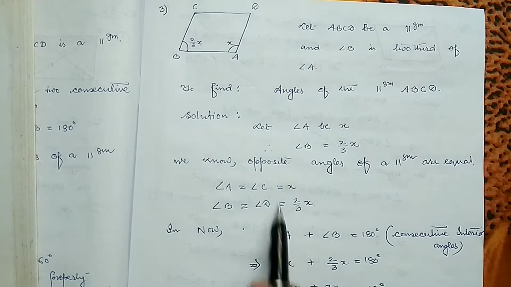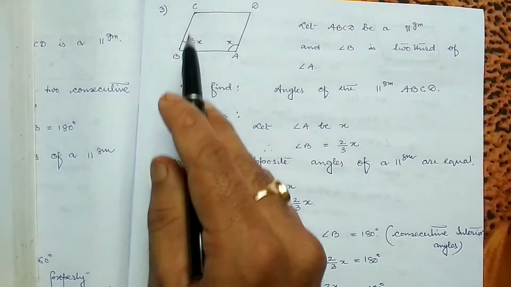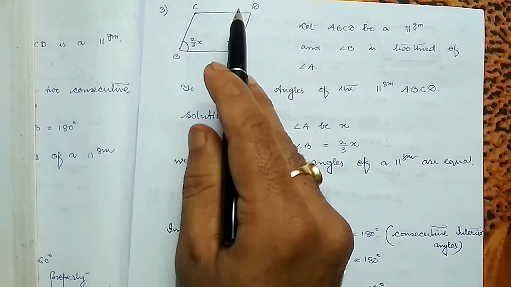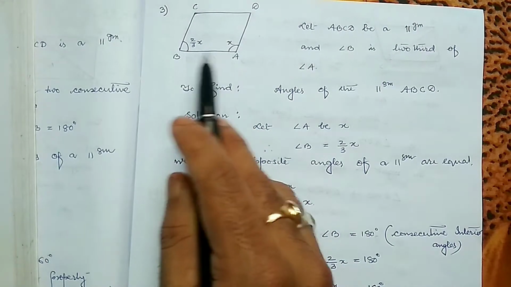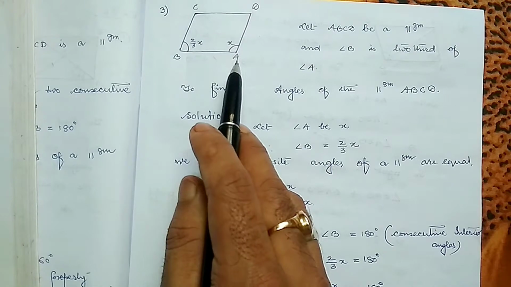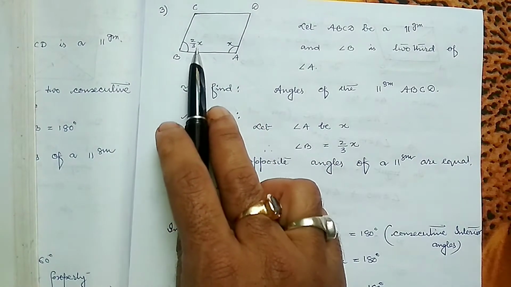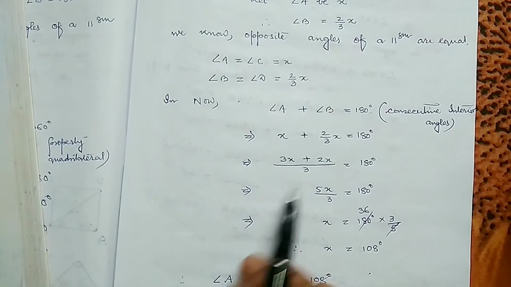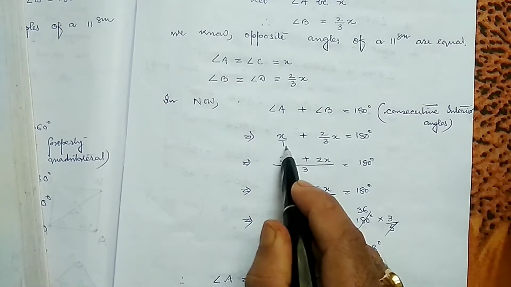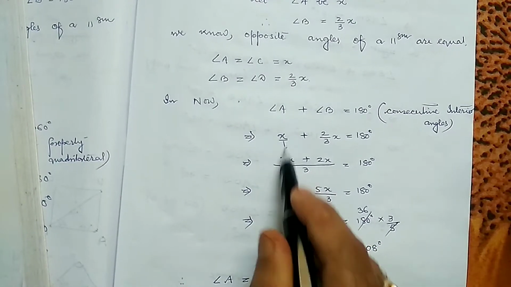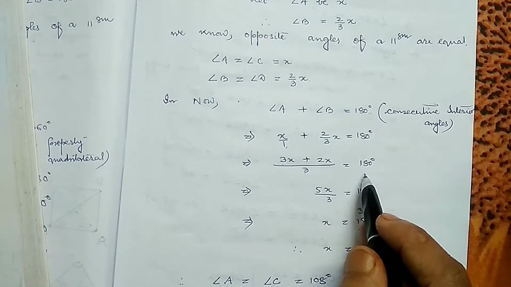Now we know these are parallel lines because it is a parallelogram. This one parallel to this one, parallel to this. And whenever two parallel lines are there, sum of consecutive interior angles will be 180. That means angle A plus angle B will be 180. So A, how much we have taken? X, and B is 2/3 of X. So X plus 2/3 of X will be 180. Take LCM. Here it is X, means X by 1. LCM will be 3. 3 by 1, 3X. 3 divided by 3, 1, 1 into 2, 2X equals 180.